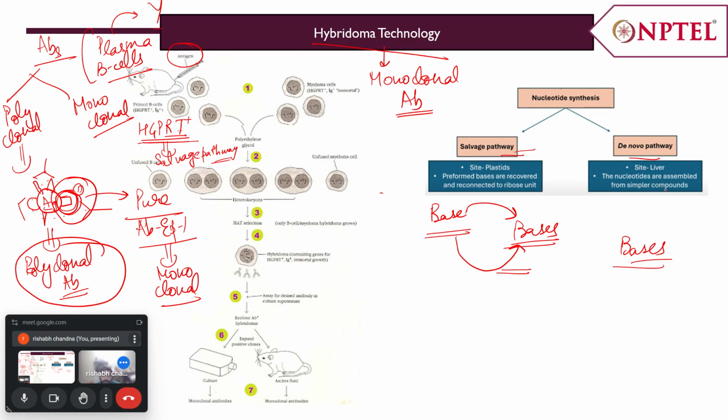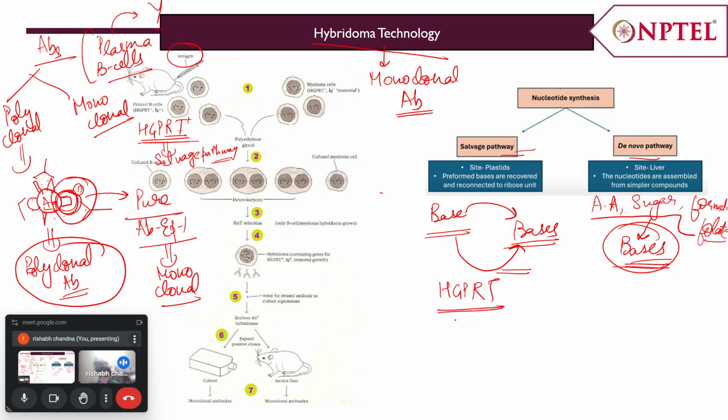In the de novo pathway, we have different components that make these bases. For example, we have different amino acids, different sugars, for example ribose, and one-carbon donors like formate, vitamins, folate, and other things. These components make different bases. So this is the de novo pathway, making the bases from scratch basically. Now there is one component in the salvage pathway, that is the HGPRT enzyme.